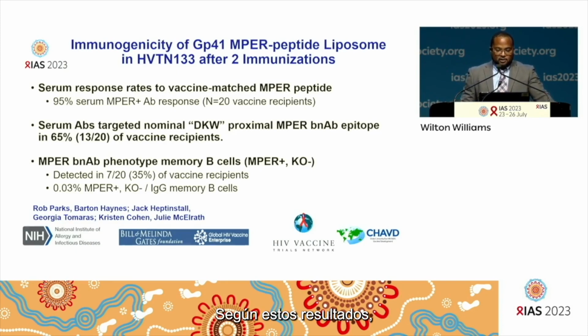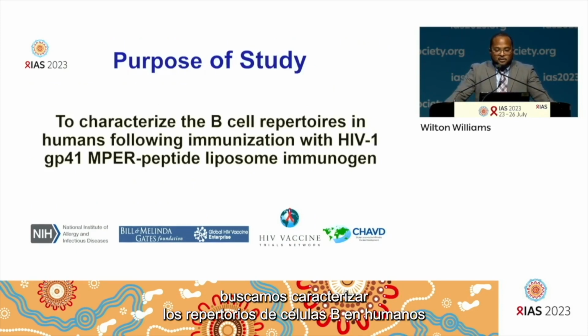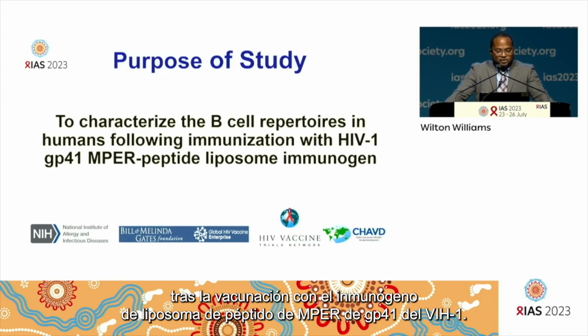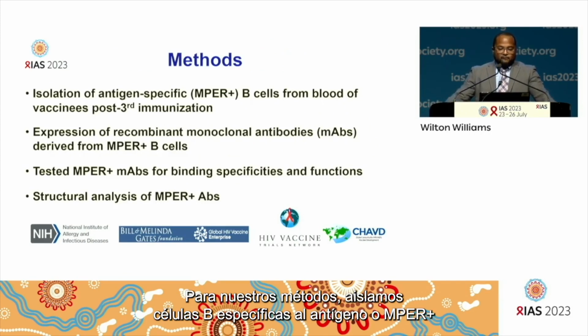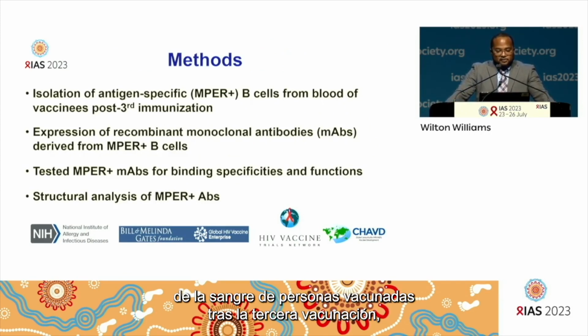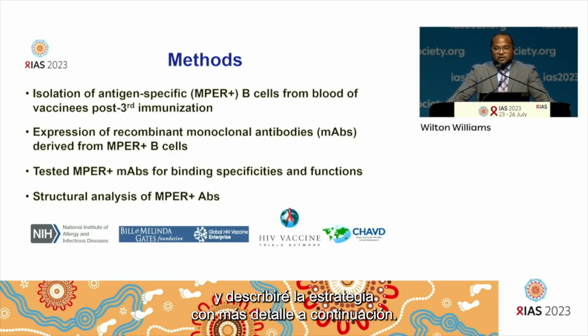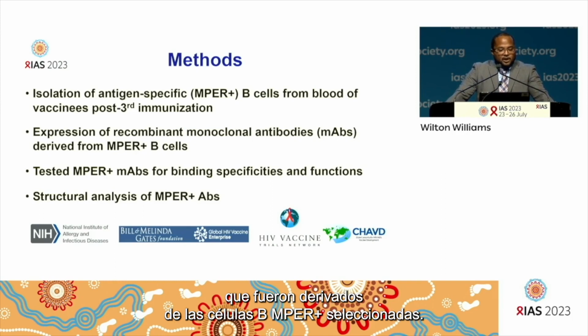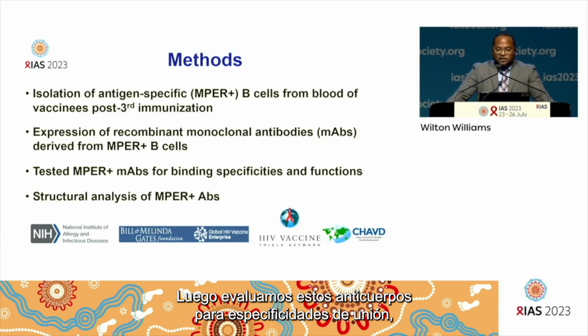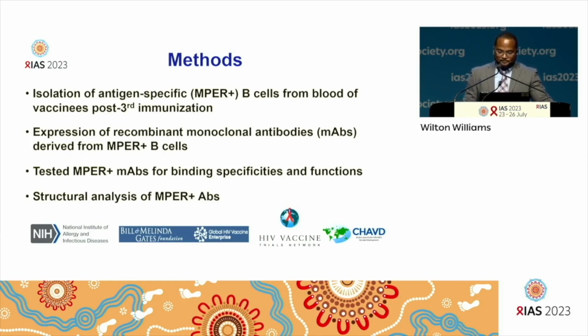Now, given these outcomes, we next sought to characterize the B cell repertoires in humans following immunization with HIV-1 GP41 MPER peptide liposome immunogen. For our methods, we isolated antigen-specific or MPER-positive B cells from blood of vaccinees post-3rd immunization, and I'll describe the strategy in more detail in the next slide. Following the antigen-specific sort, we expressed recombinant monoclonal antibodies, or mAbs, that were derived from the sorted MPER-positive B cells. We then tested these antibodies for binding specificities, functions, and structure.